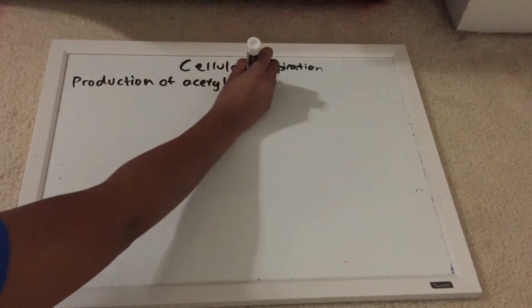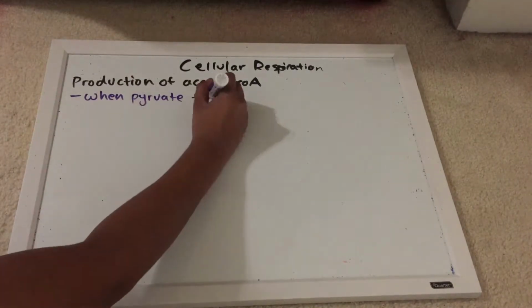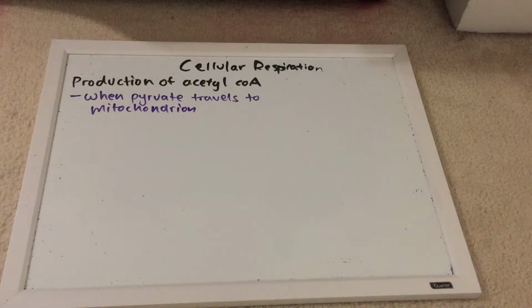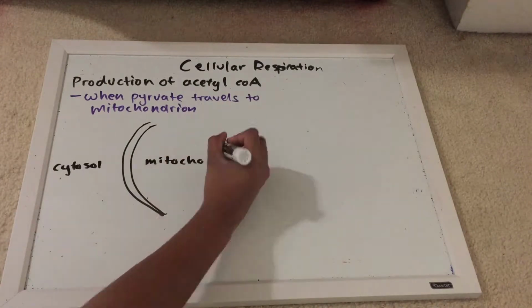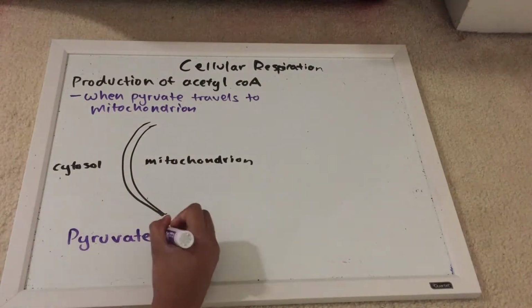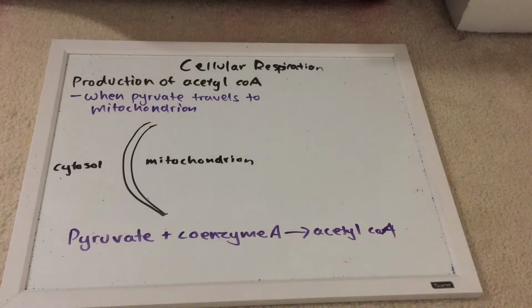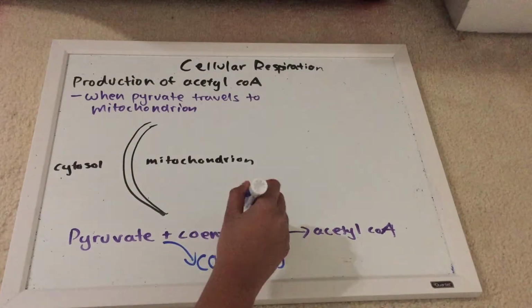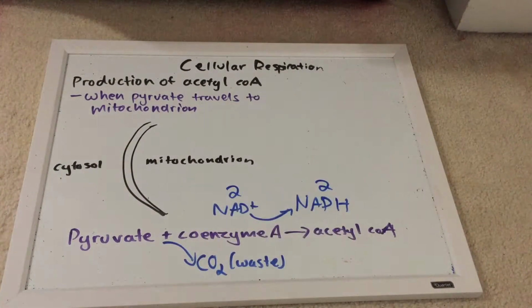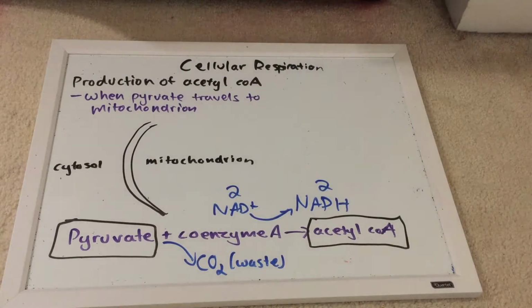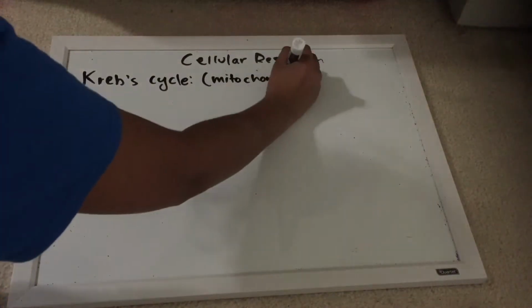The next step is production of acetyl-CoA. When the pyruvate travels to the mitochondria, a coenzyme catalyzes pyruvate into acetyl-CoA. Through this process, CO2 is released as waste and 2 NADH is gained. Don't worry, we're almost there.